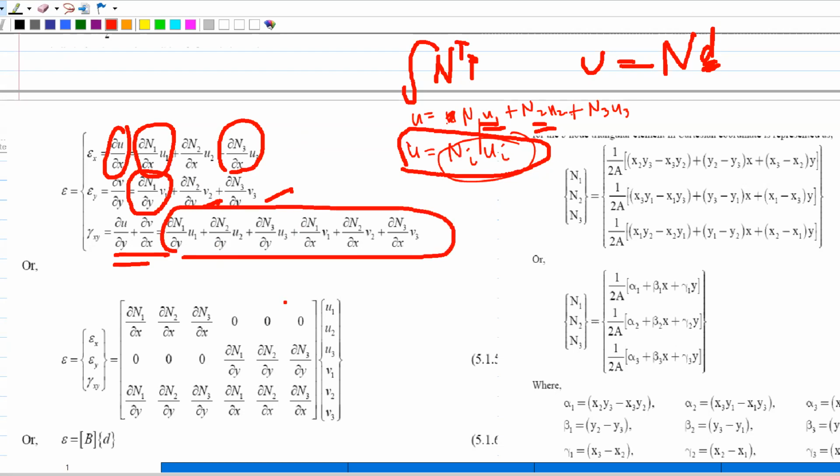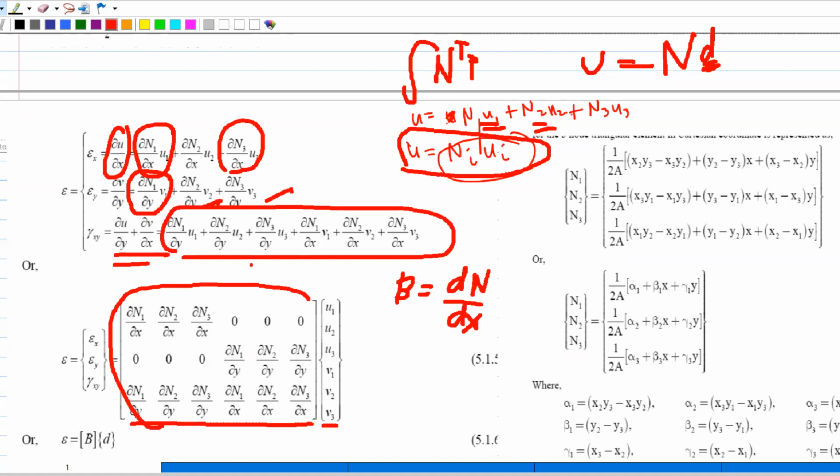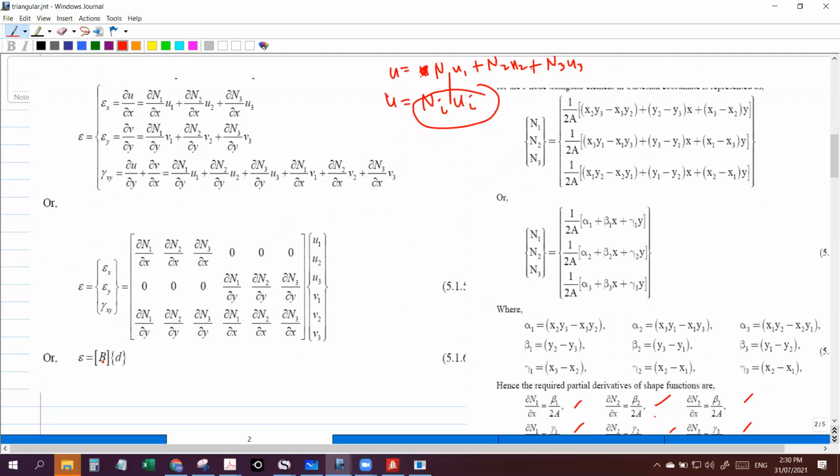So in matrix form, we have this. We set that b is equal to dn dx, di ba kanina? So therefore, this whole matrix is the b, because we get the first derivative of the shape function, na ginamit natin kanina sa derivation nito. Okay, so strain is equal to BD.